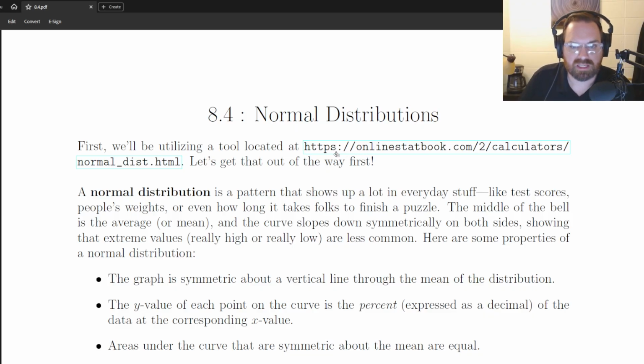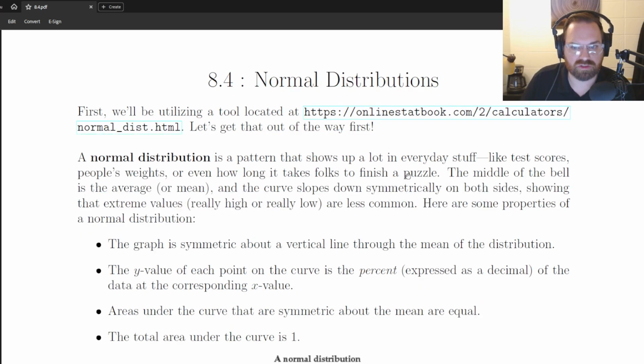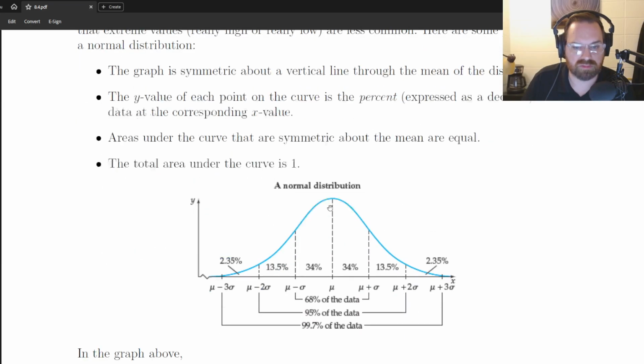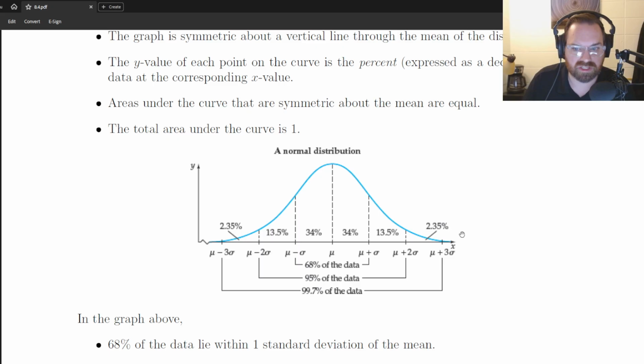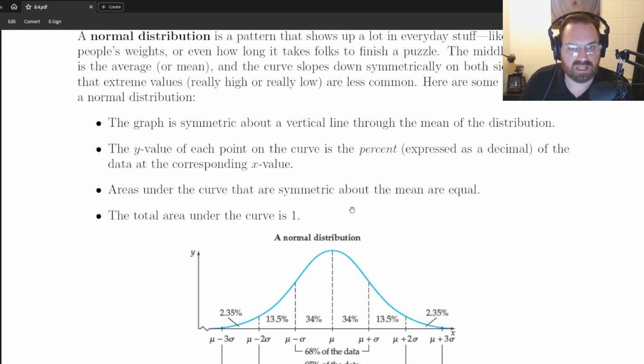So a normal distribution is a pattern that shows up pretty much all over the place. Test scores, people's weights, or even how long it takes to finish a puzzle, right? If you look at the normal distribution, it's referred to, in layman's terms, as a standard bell curve, because it looks kind of like a bell, right? The middle of it is your mean. Most of the data is going to fall right here on this mean in a standard normal distribution.